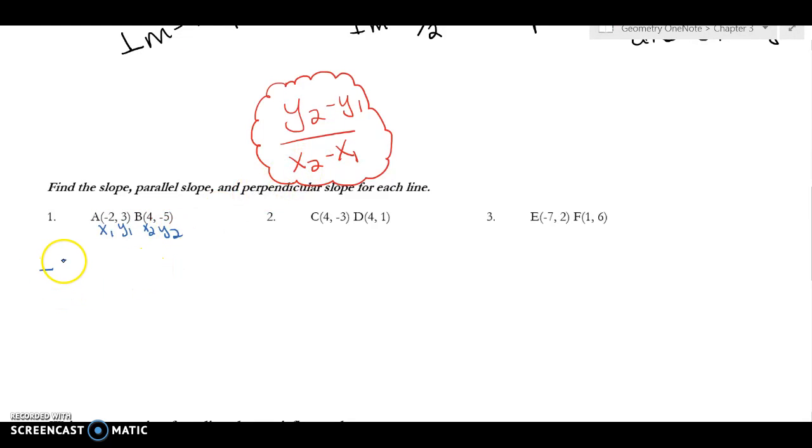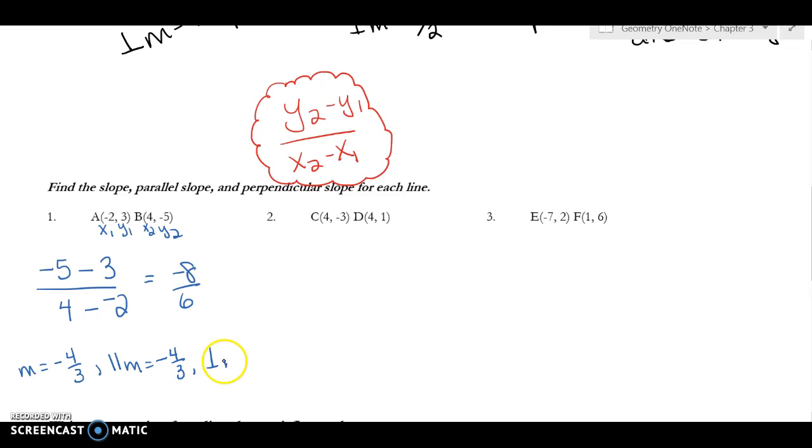So my y2 is negative 5 minus my y1 is 3. x2 is 4 minus x1 is negative 2. So I get negative 8/6. And so that reduces to negative 4/3. Now it does want parallel and perpendicular. So my parallel slopes stay the same. Perpendicular, I'm going to flip it and I'm going to change it to positive.